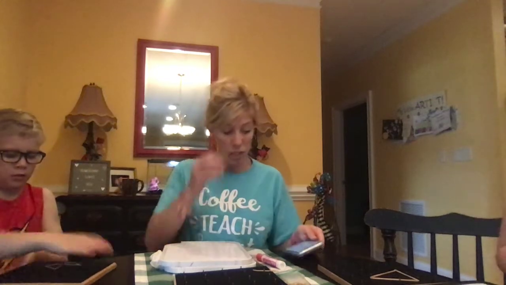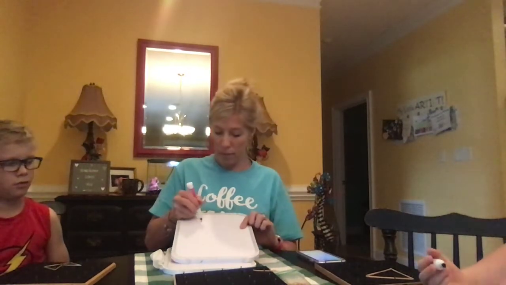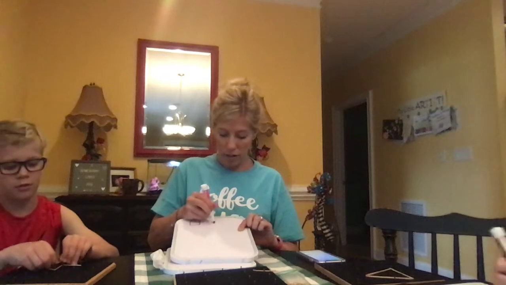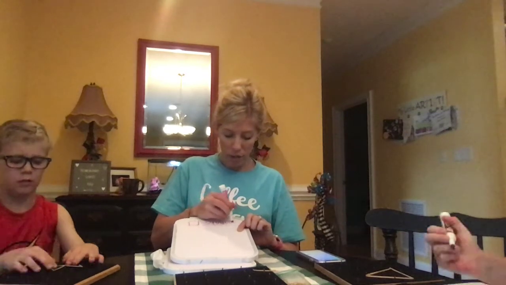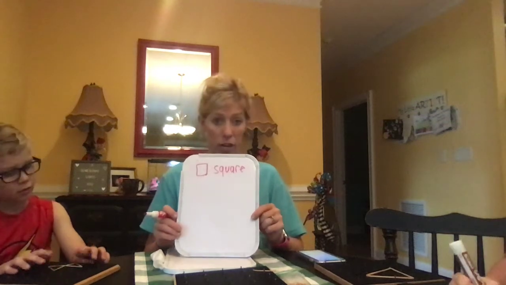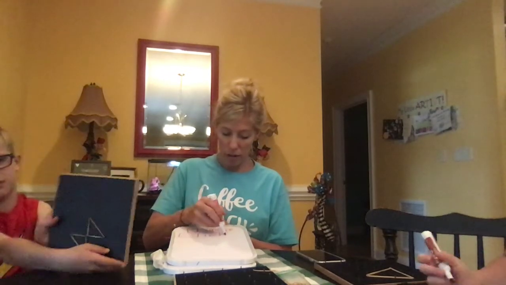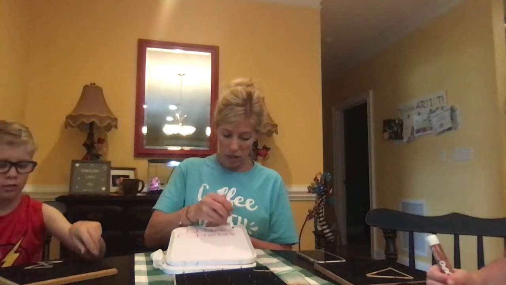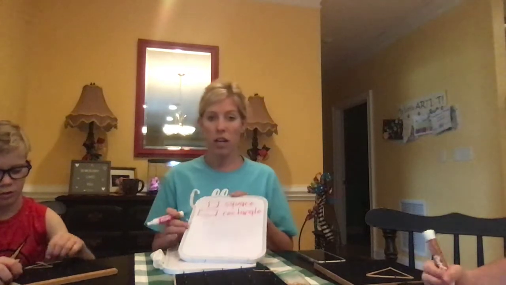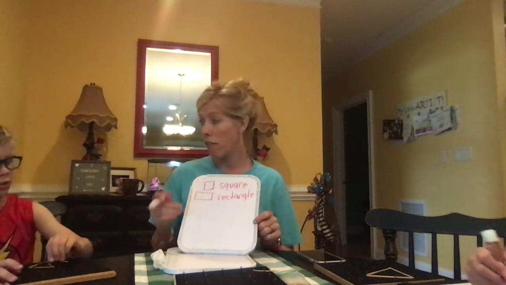All right, so I'm going to draw them really quick. So of course we know a square, and we know a square, like we talked about earlier, has 4 equal sides and 4 right angles. A rectangle is different from a square because why? A rectangle has 4 right angles like we talked about, but it does not have 4 equal sides.